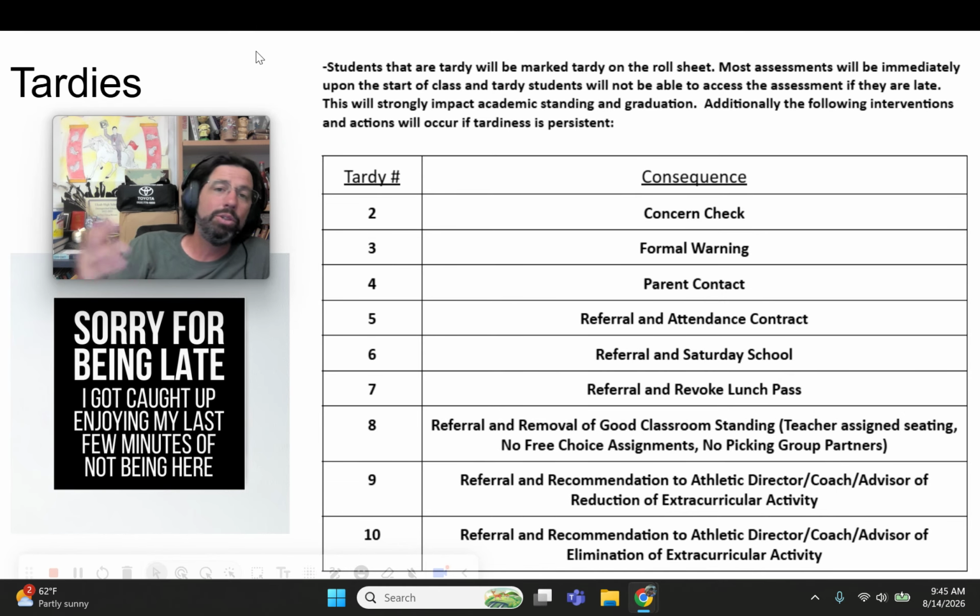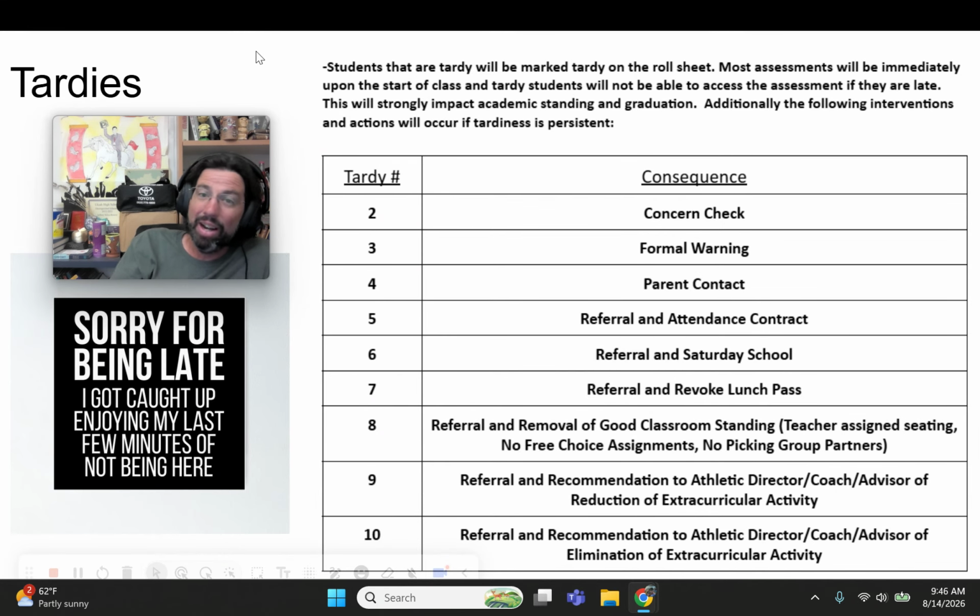The other thing that will happen is, first of all, if you're late like once a month, I'm not going to hassle you. Things happen, okay? But if I see a consistent pattern of tardiness, this is what happens after the first. A concern check, formal warning, I call parents, get on an attendance contract with the office, Saturday school, revoke lunch pass. On the 8th, you lose good classroom standing, which means that I assign your seat. I choose what type of assignment you will do, and I will decide what groups you're going to be working with. And understand that I'm going to use that with prejudice, big time.